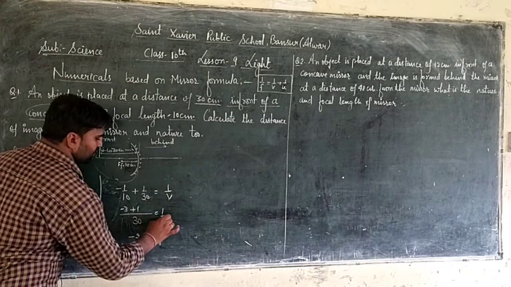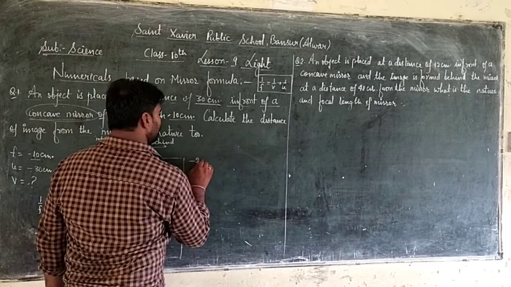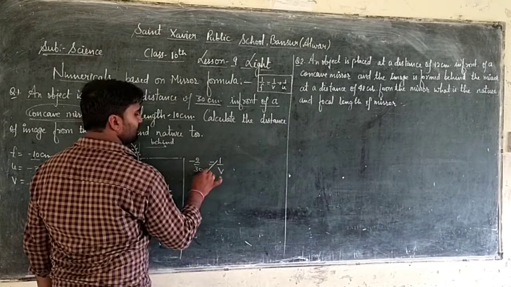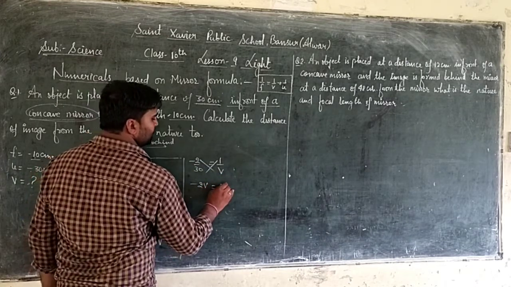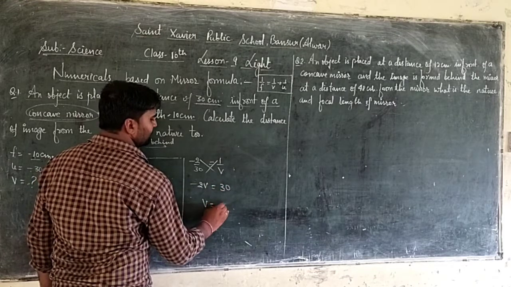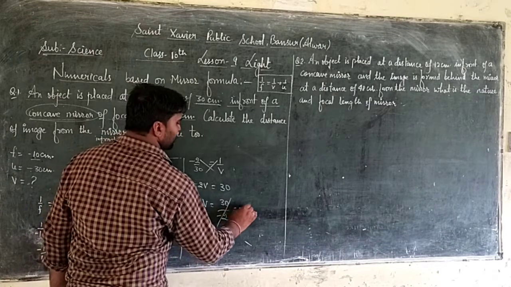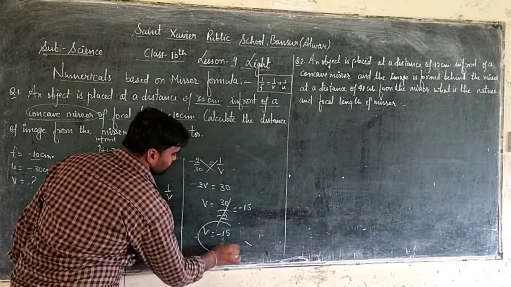Negative 2/30 is equal to 1/v, and we want the value of v, so we will cross multiply. It will be 2v equal to 30, but with the sign, v will be 30 by negative 2, which is negative 15. So v will be negative 15. This is the answer.